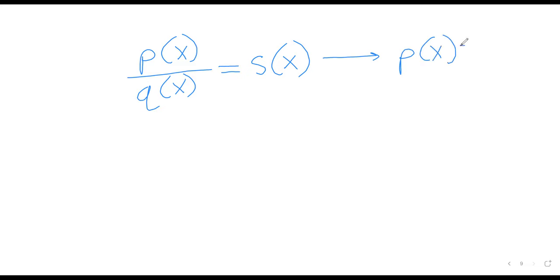and that then allows us to multiply both sides of that equality by Q of X and get that equality, that factorization of Q of X.